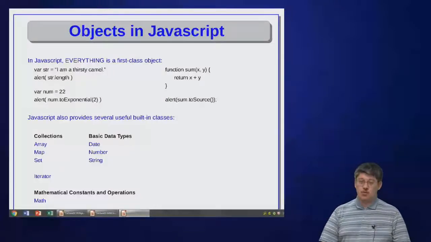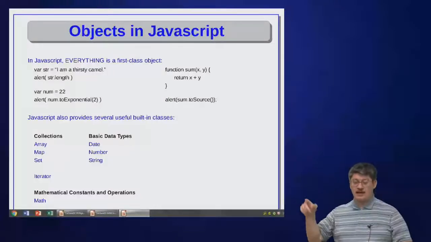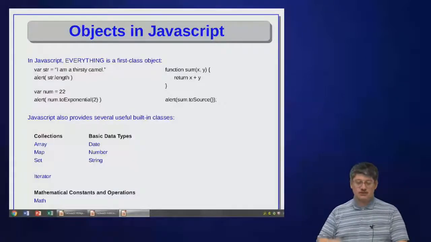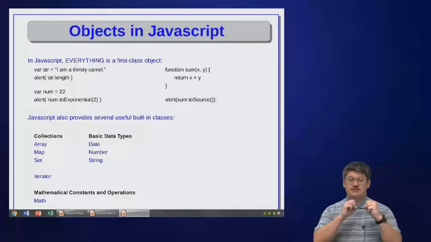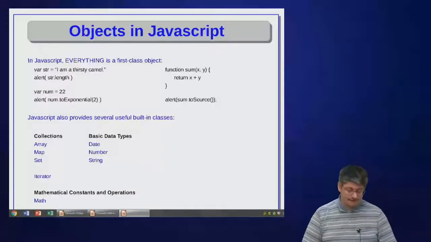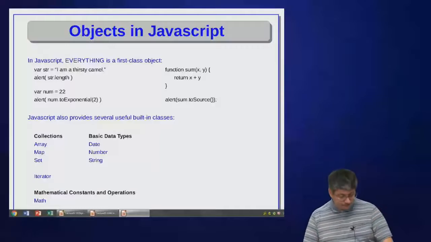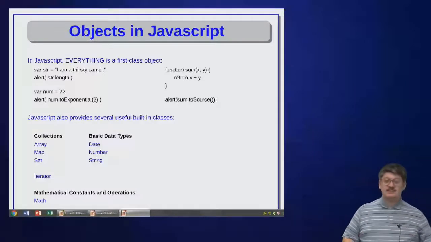It's actually going to print out the words function sum of x comma y, parenthesis, curly brace, return x plus y, closing curly brace. That'll actually show up on your screen because it'll convert the function object into a string representing the source code. There's other things that you can call too. This is kind of neat stuff.